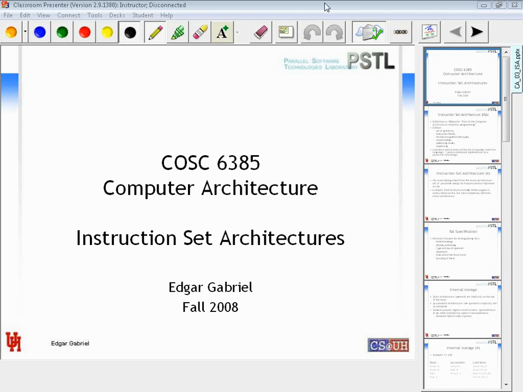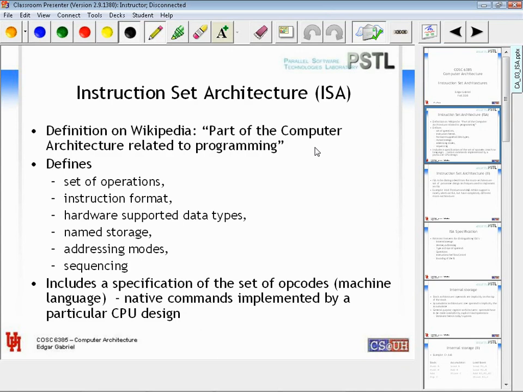So welcome everybody to the third lecture in the computer architecture course. This lecture is probably a repetition for most of you, but I would like to make sure that we're on the same page when we talk about certain instructions or instruction set architectures. So the main question, or the first question, is what is the instruction set architecture?